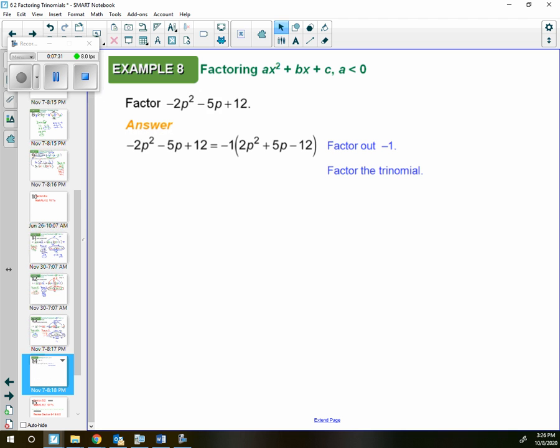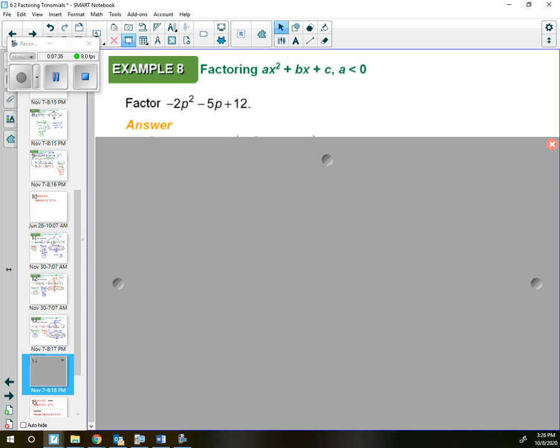All right, last one I want to deal with is the idea of looking at what happens if you have a negative leading coefficient.